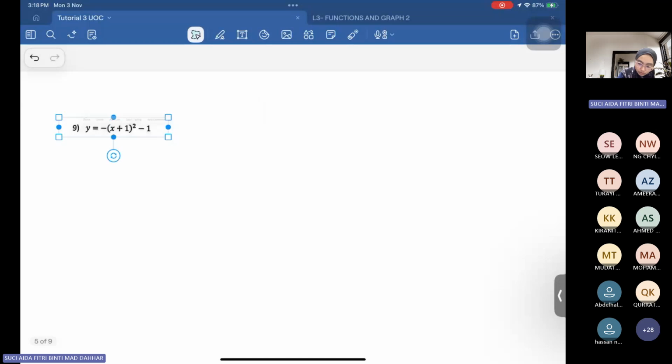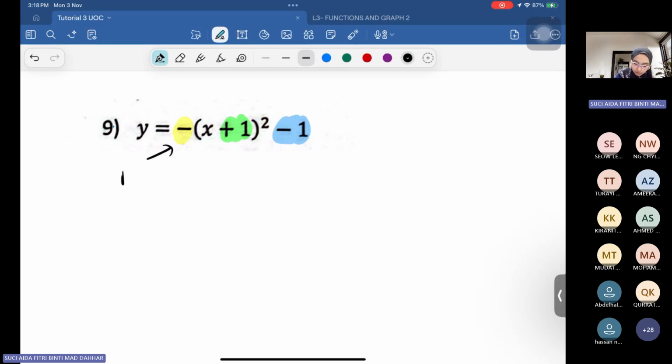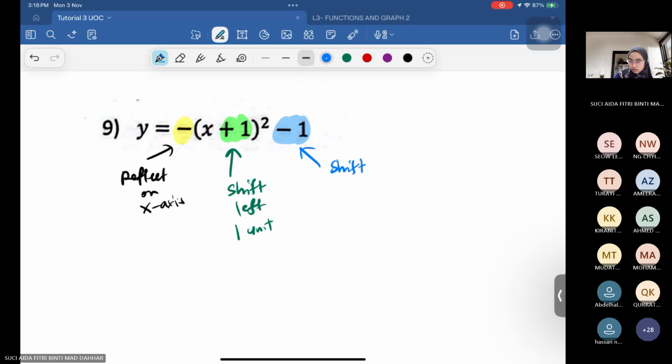Another quadratic, but with more transformation, I think. Okay. There is a negative outside, adding by 1 inside x, and also subtracted by 1 outside x. Okay, this is reflect on x-axis. The plus 1, what does this do? Plus 1 to x, shift to the left. Left, correct, by 1 unit. And then this, shift down. Down. Okay, so 3 of them.